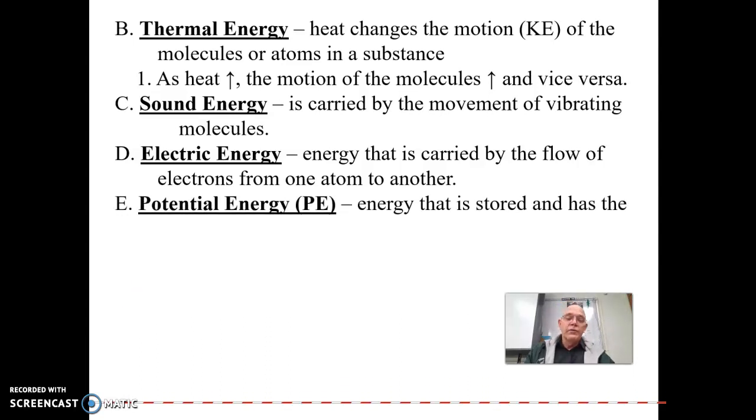Now, potential energy is different than all these different types of kinetic energy. So we had kinetic energy, which is things in motion, and that also includes things like thermal energy, sound energy, and electrical energy. Now, potential energy is a little different. Potential energy is energy that is stored, and therefore it has the potential to be released.